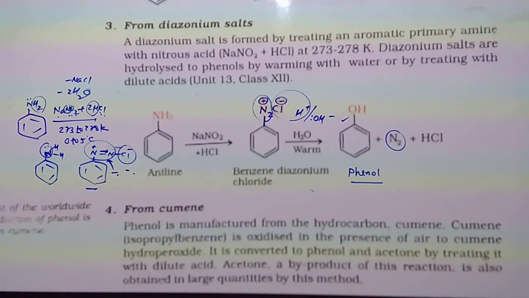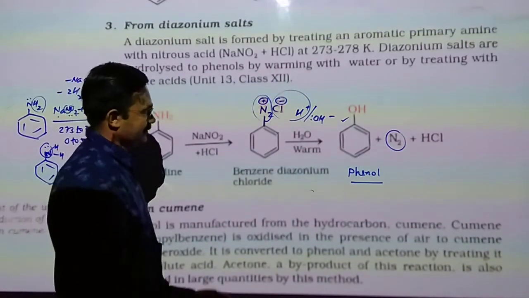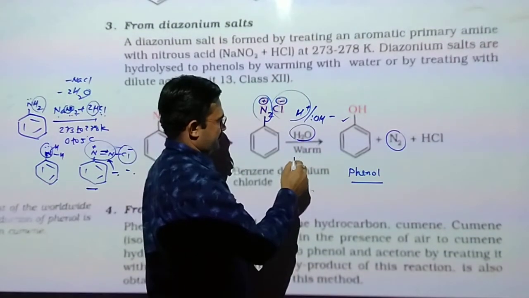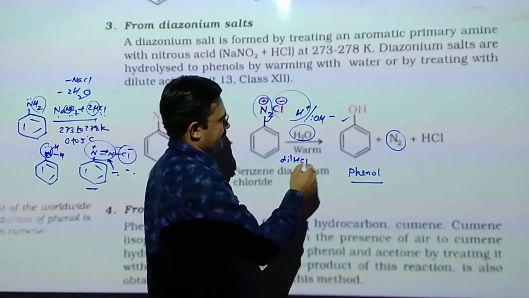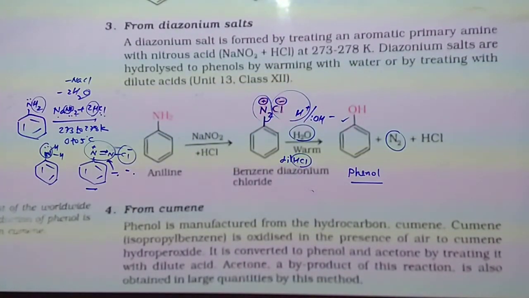So diazonium salt hydrolyzes. Hydrolyze means a reaction with water, to phenol by warming with water, or by treating with dilute acid. Sometimes it is water, sometimes dilute acid, but phenol will be formed. But the acid should be dilute.